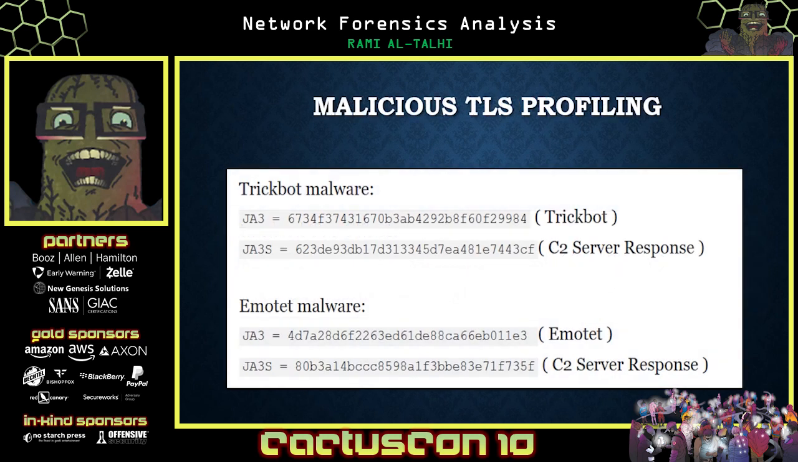Another example is here for ransomware families. So we have TrickBot and Emotet. One of the things that you can look into for the ransomware is the client. For an example, with J3, we have TrickBot communication TLS, and also we have the C2 server response. So this is the C2 server response of the attacker server backend. The same goes for Emotet.